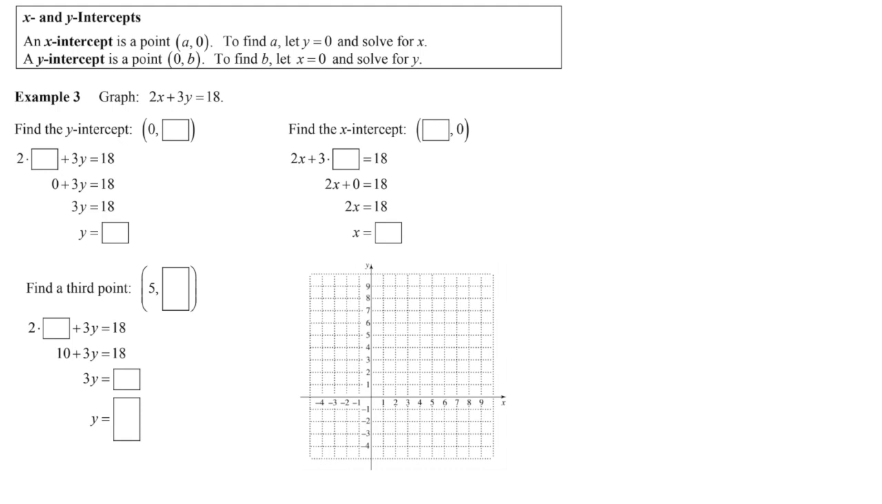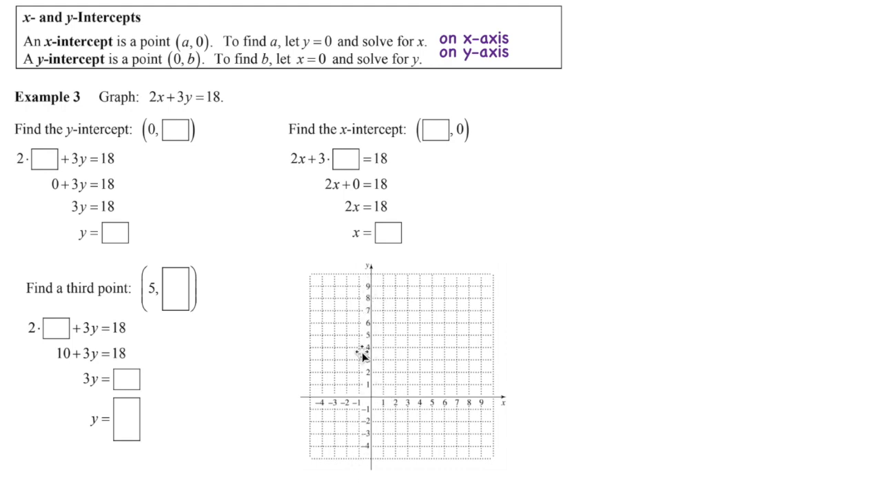Another way to graph outside of plotting points is our x and our y intercepts. The x-intercept is a point, A, 0. This means that my point is on the x-axis. So if I am on the x-axis, notice that we're just moving left or right, so I'll just have a number. I'm not moving up or down, so that is why our y value is 0.